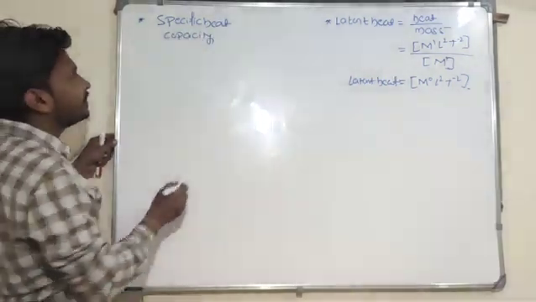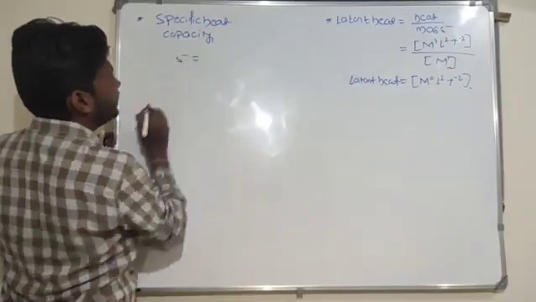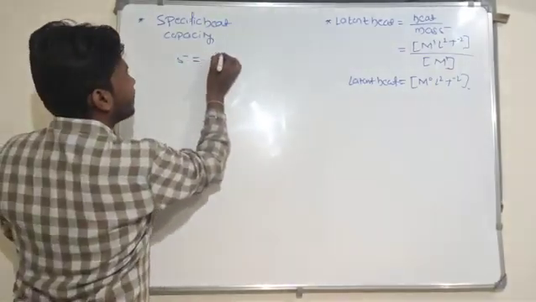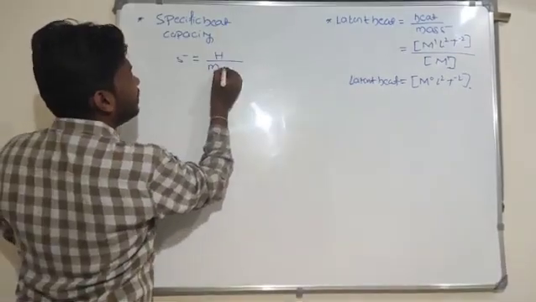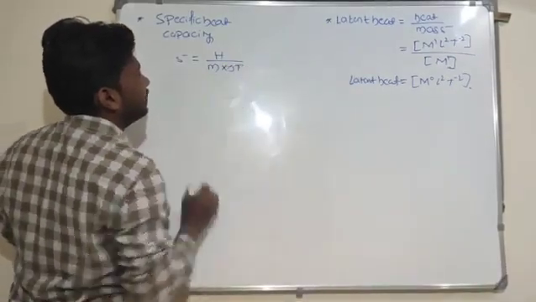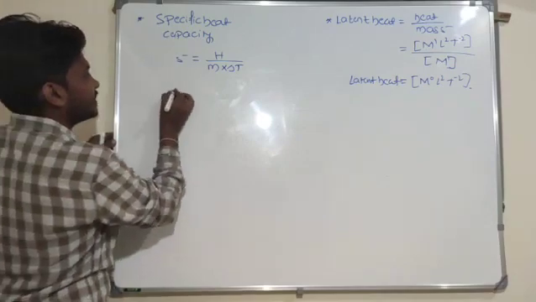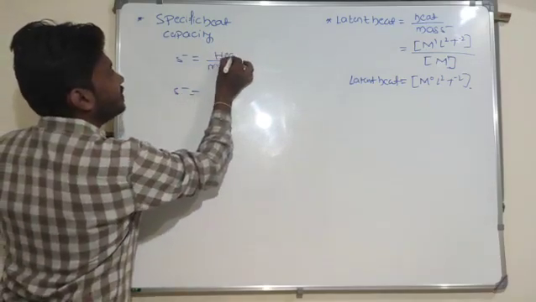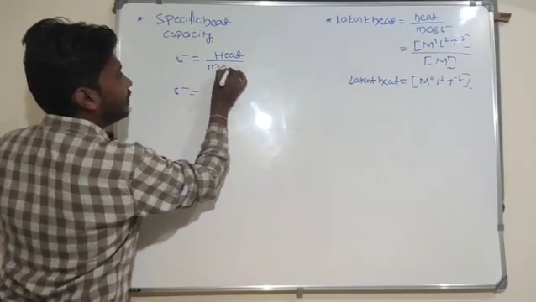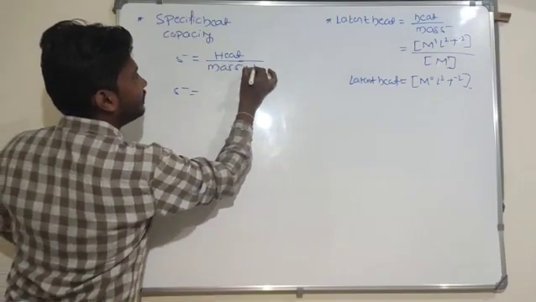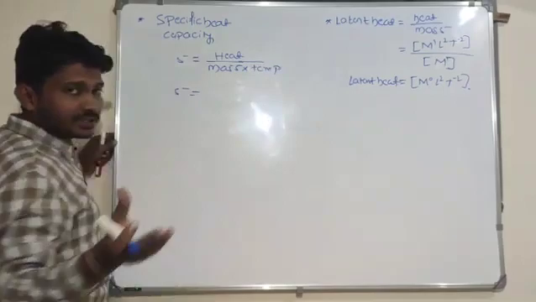So specific heat capacity, I will write that formula. S is equal to Q or H, you can consider, divided by m into delta T. What is the dimensional formula for specific heat here? It is heat divided by mass into temperature. In other sense, I can take it like this.